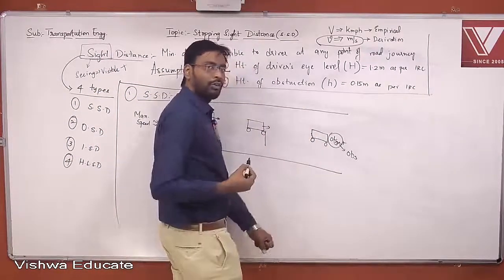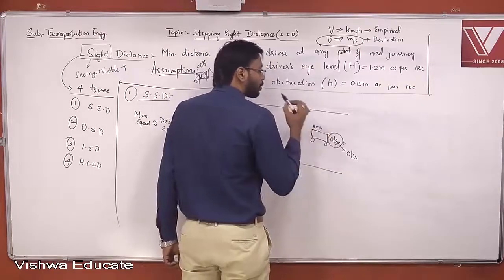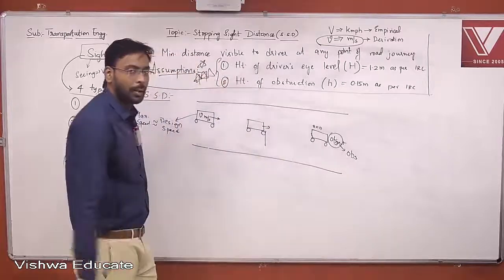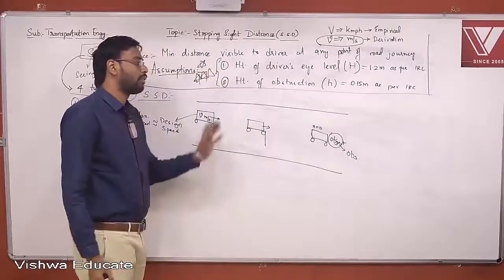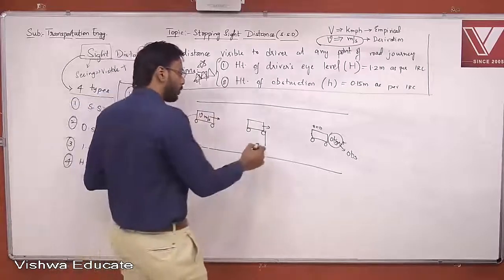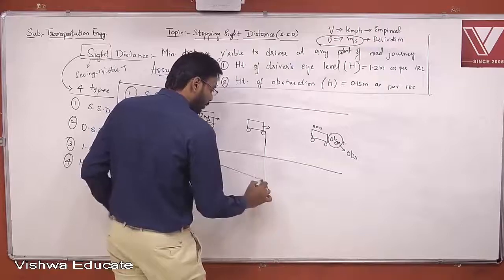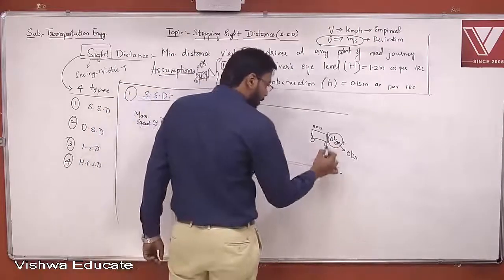So what would be the velocity of my car? Obviously the vehicle has been stopped, so velocity would be 0. Now I'm dividing this figure into 2 segments. This is my first segment, and this is my second segment.